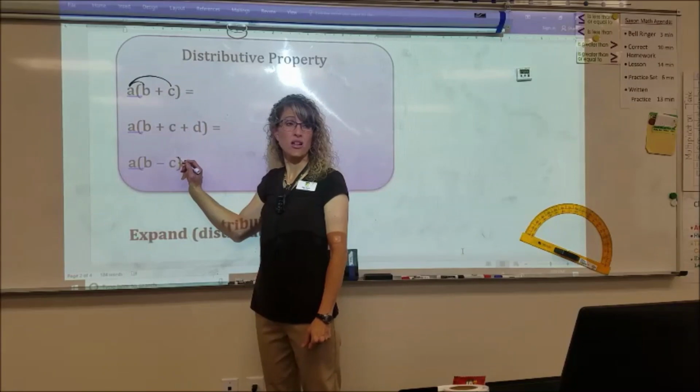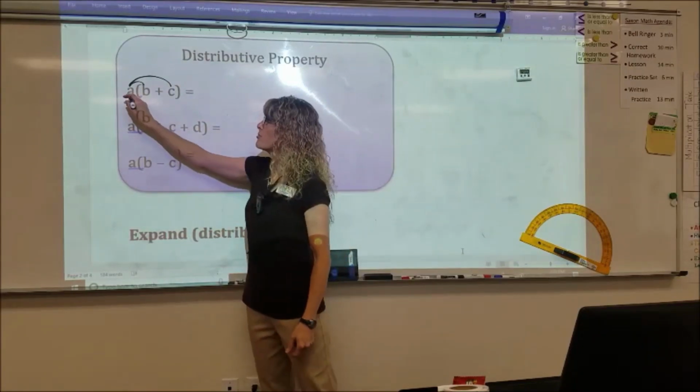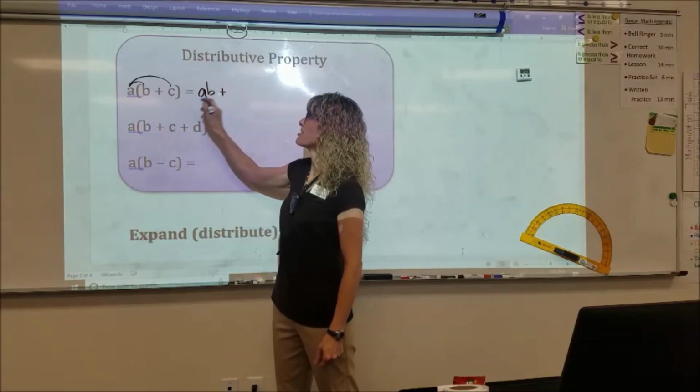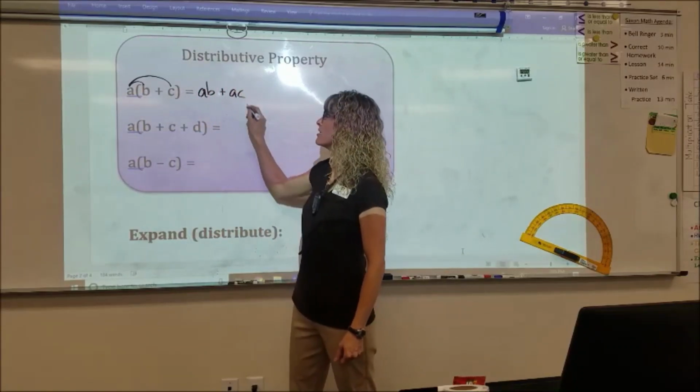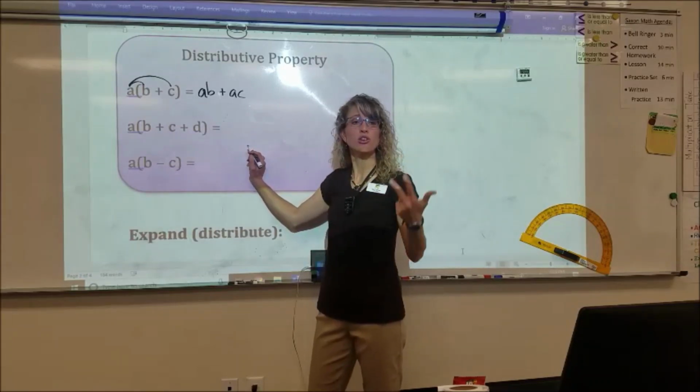So remember that 2L plus W? It became 2L plus 2W. Well, it's going to become AB plus AC. So you multiply A through everything in the parentheses. Here's how you're going to be able to remember it.